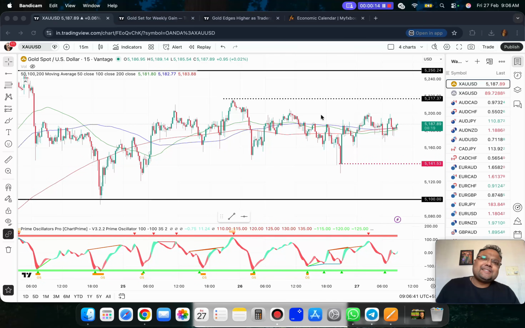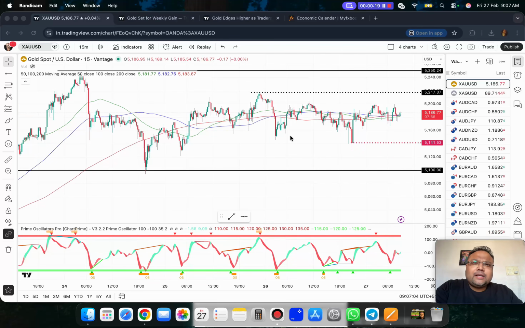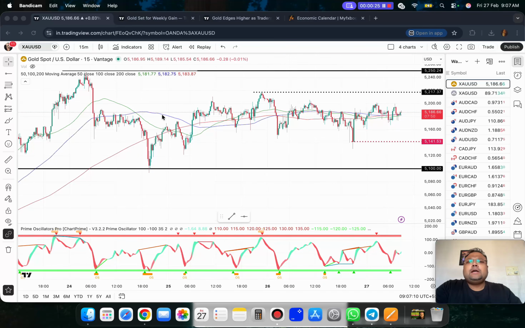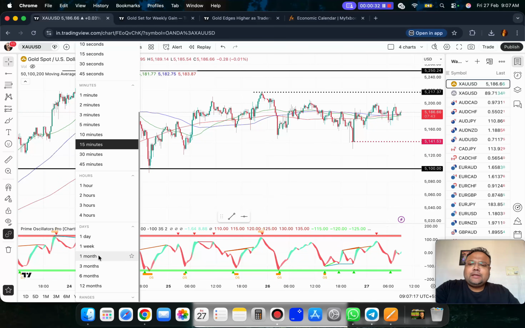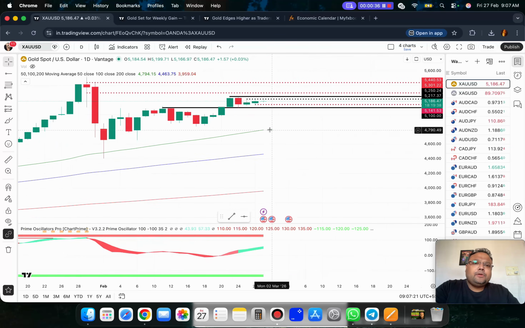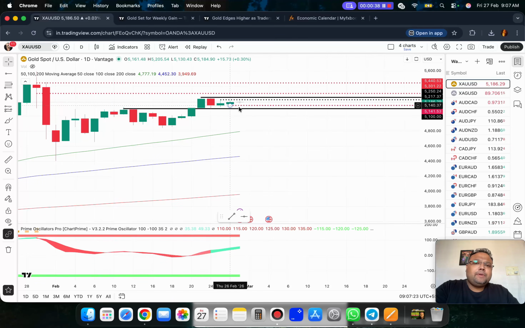So let's get started. My dear friends, this is the 15-minute chart of gold in front of us, and we can see that for the last 2 days, the market has been really very boring. The market is trading inside a range. Not much changes, and on the daily chart also, we can clearly see that the market is forming spinning tops.